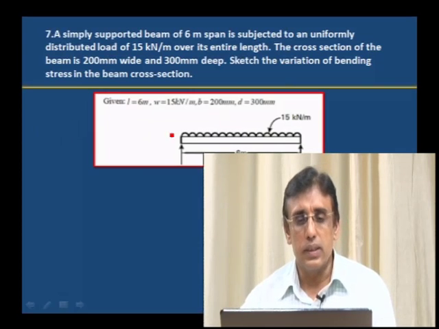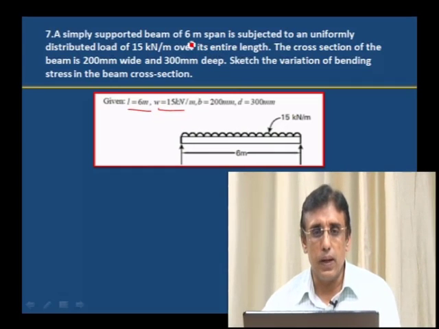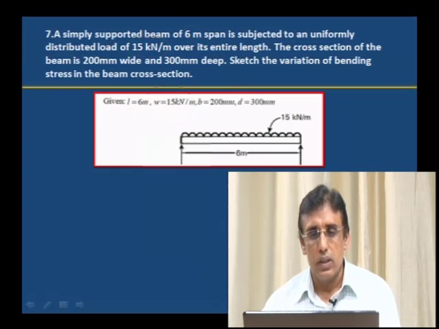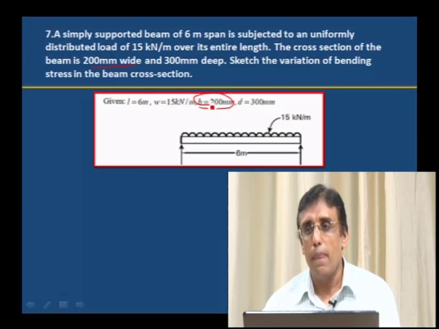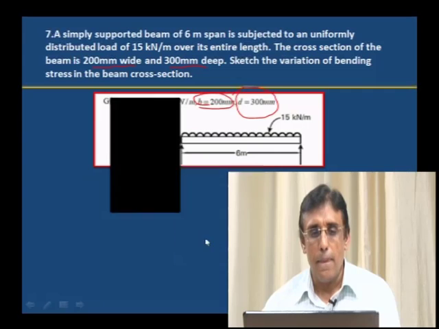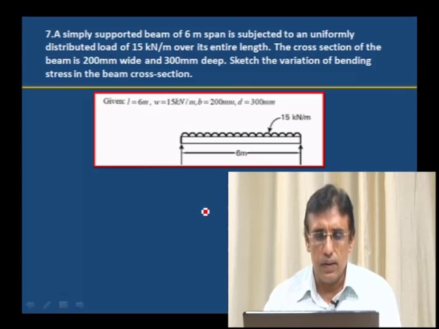Now first, this is the problem given. The span is 6 meters, and the UDL is 15 kilonewton per meter. This is the UDL value. The size of the beam is given: breadth is equal to 200 mm wide and depth 300 mm deep. These are the details given, and the load is 15 kilonewton per meter.